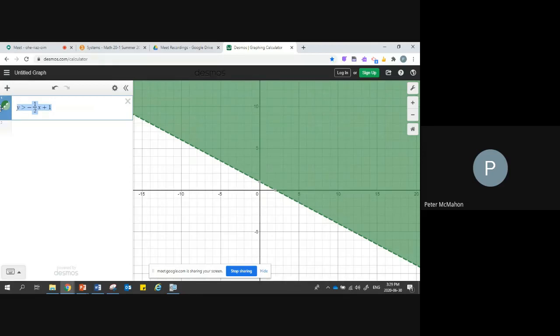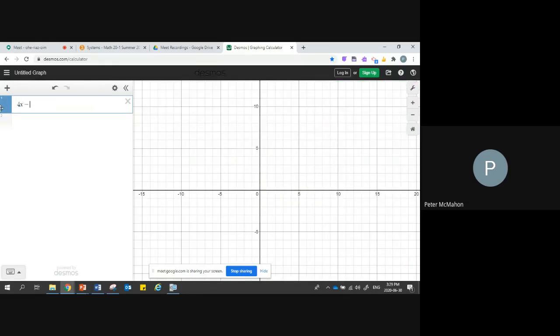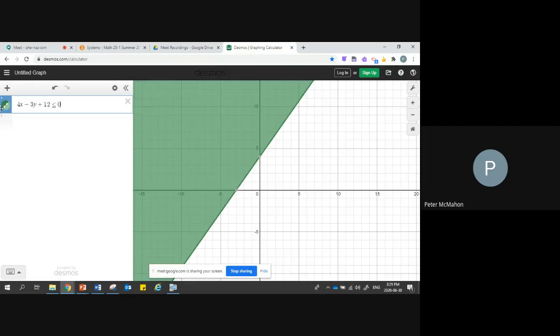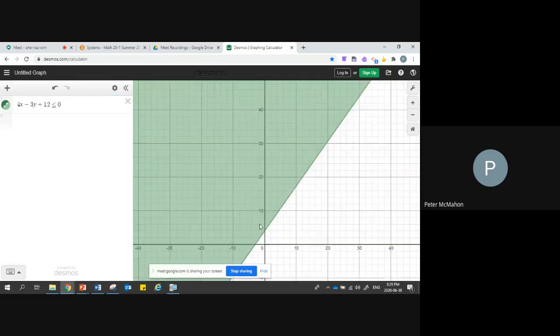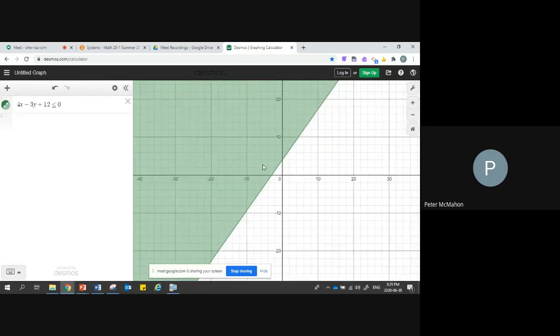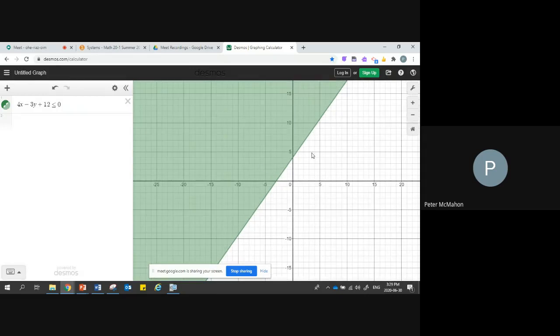Okay, just confirming on our graph. So we want 4x minus 3y plus 12 less than or equal to 0, just like we saw before. So here's our solid line like this, and we're shading above the line like that. So you can see this a bit better like this as well.